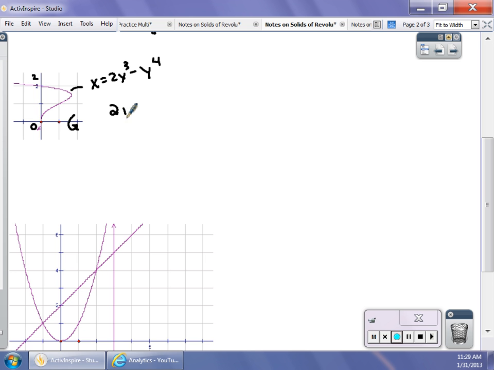So it's 2 pi. How far off the x-axis am I? That's my radius. So they're y values for limits 0 up to 2. My radius is going to be y. And my height of my shell is going to be 2y cubed minus y to the fourth. And that's dy.